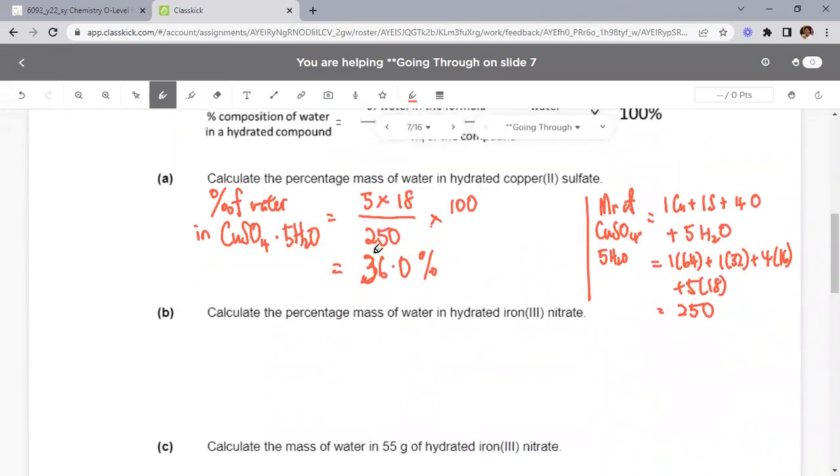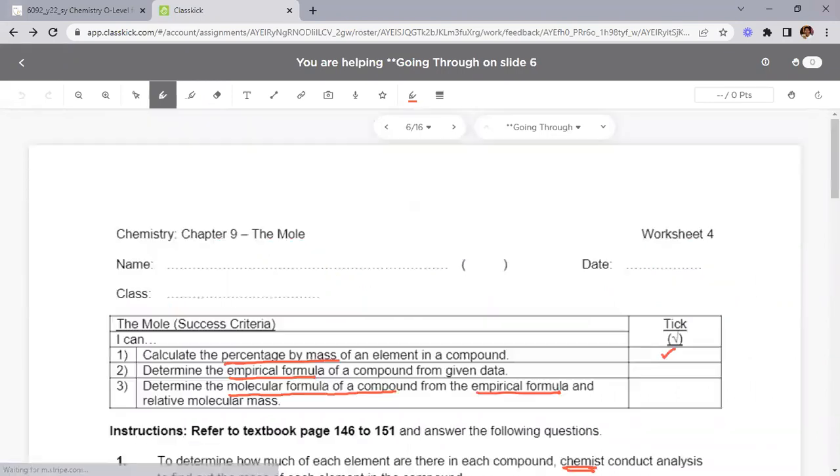Okay, once I've done this, now I want everyone to try part B. Take maybe the next 1 to 2 minutes. Go and get used to this whole tedious calculation. Go and find for me the percentage mass of water in hydrated iron 3 nitrate. 2 minutes, go and try it out now. Let's go.